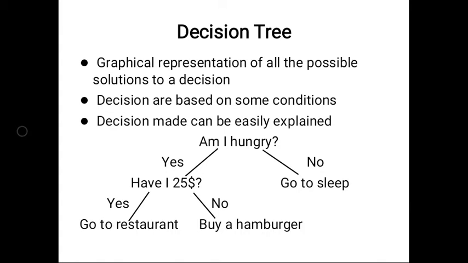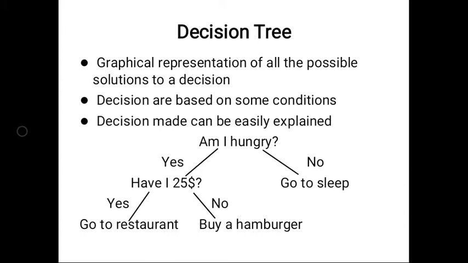Decision tree. A decision tree is a graphical representation of all possible solutions to a decision based on some condition. Decisions made can be easily explained. For example, here is a task which says: should I go to a restaurant or buy a hamburger? You are confused on that. What will we do? We'll create a decision tree for it.